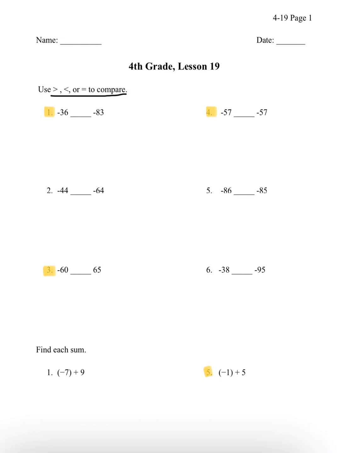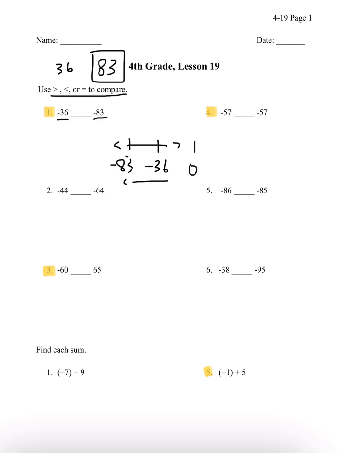Number 1, we have negative 36 on the left and negative 83 on the right. If they were both positive numbers instead, so positive 36 and positive 83, usually the 83 is bigger. But for negative numbers, if we put this on a number line, negative 36 will be right here, and 0 will be over here somewhere. Then 83 will be further down because it's a greater number than 36. And the greater the number is for negative numbers, the lower it gets on the number line.